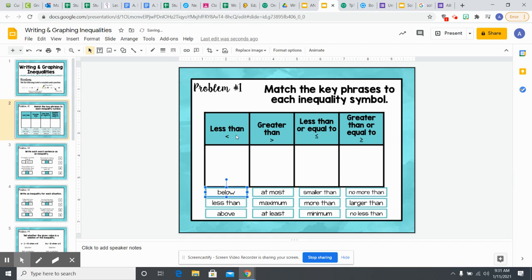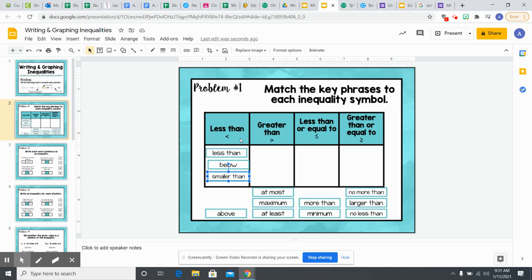Looking at these, if we're thinking about less than, we'll see there's a less than right here. So you would just drag that up and put it there. And then below is the same thing as less than. And smaller than is also another less than. So pretty much that's all you're doing, just dragging those.